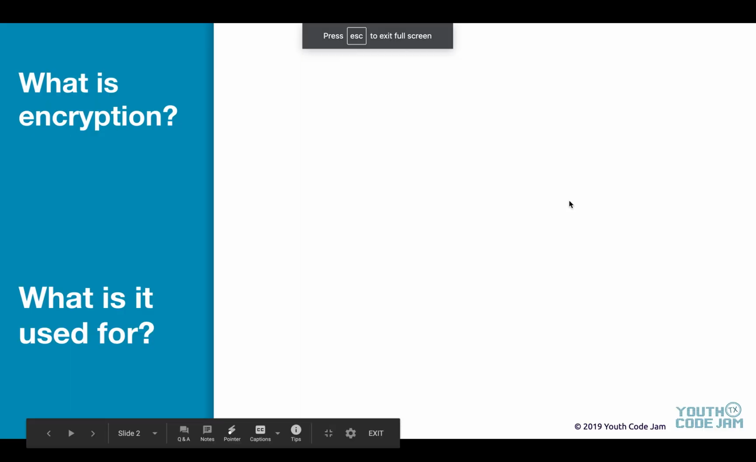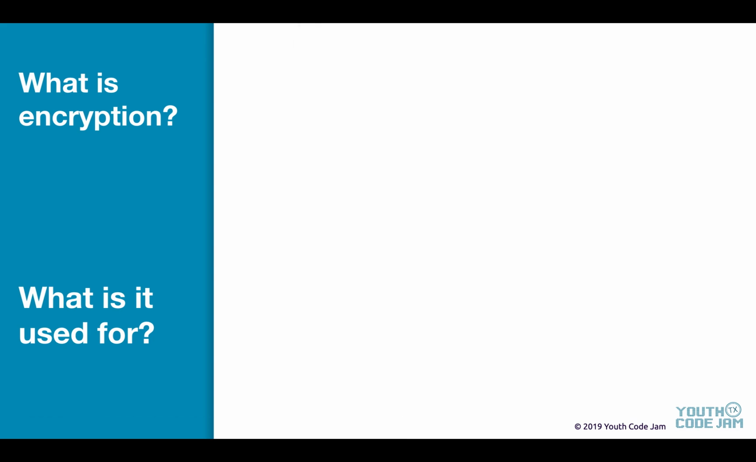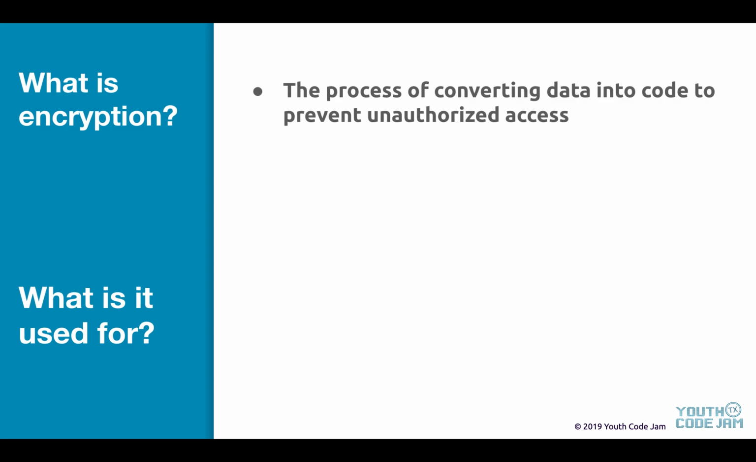Okay, so we need to start off with, what is encryption? It's a pretty big word. Maybe we haven't heard it, but maybe we have. A formal definition is that encryption is the process of converting data into code to prevent unauthorized access.